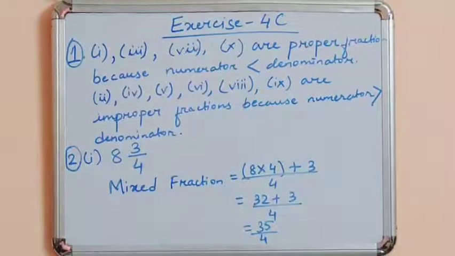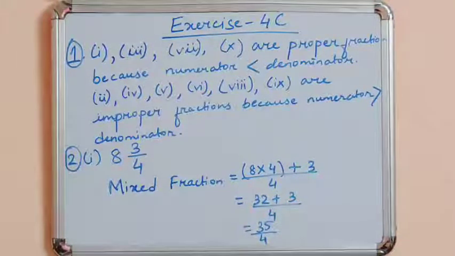Let us now move to exercise 4C. Number 1. Point out the proper and improper fractions from the following. So we know that proper fraction is the one where numerator is less than denominator, and improper fraction is one where numerator is either greater than the denominator or it is equal to the denominator. So if you look at number 1, it is 7 by 9. So 7 is less than 9. That means this is a proper fraction. So number 1 is a proper fraction.